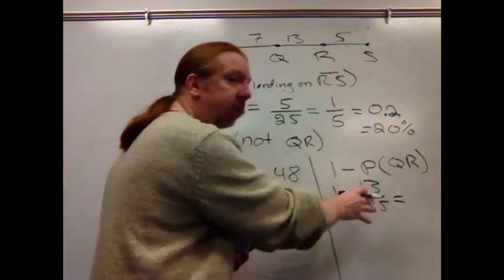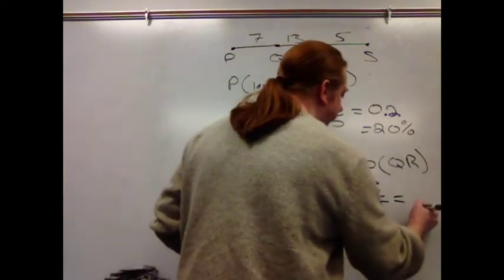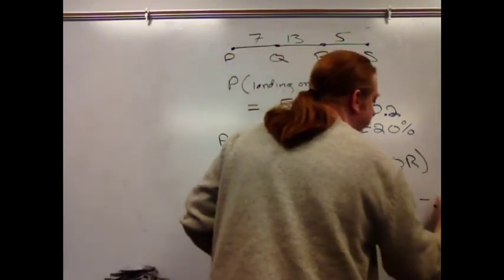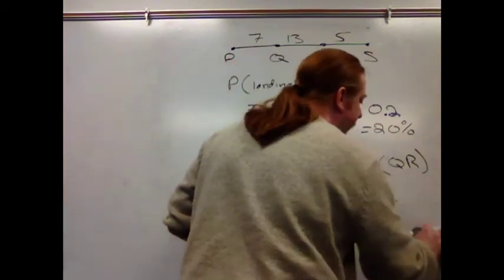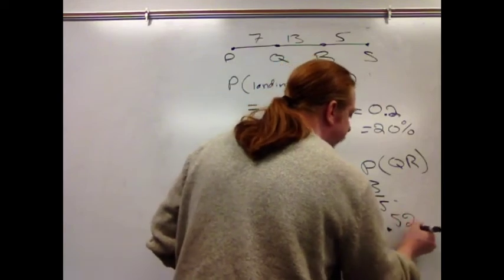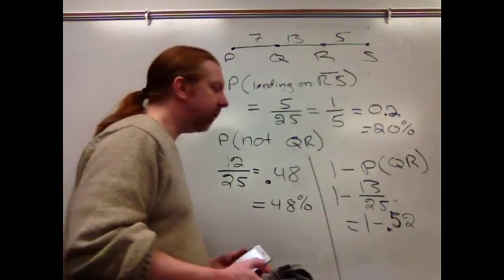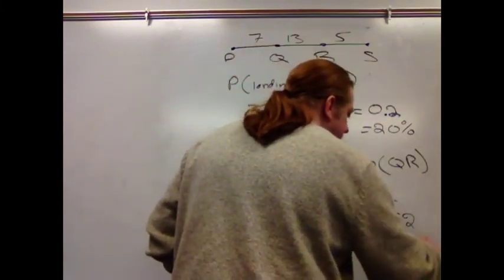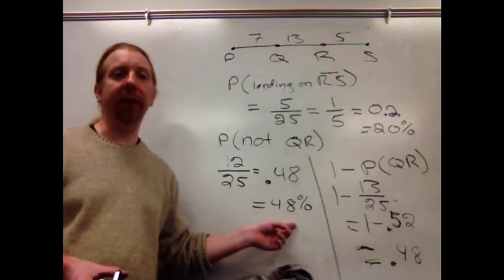When I calculate this all out, well, the probability of this is going to be 13/25, so 0.52. Oops. Slid off the screen there. Let's put you back on. 1 minus 0.52. Now that's 12/25. And that, coincidentally, is 0.48. Which we've already established is the same thing as 48%.